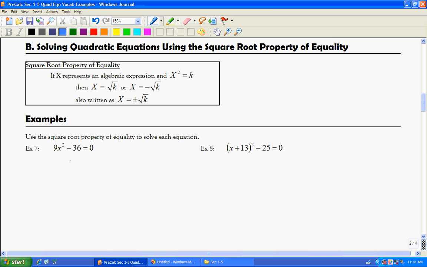So we're going to add 36 to both sides. So we have 9x squared is equal to a positive 36. Divide by 9. So then we have x squared is equal to 4. Square root both sides, and we get x is equal to plus or minus the square root of 4, which is plus or minus 2.